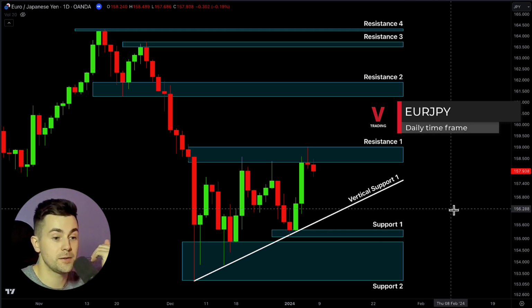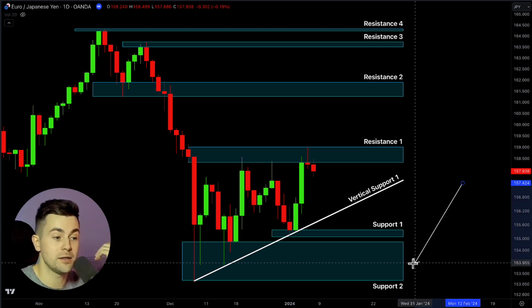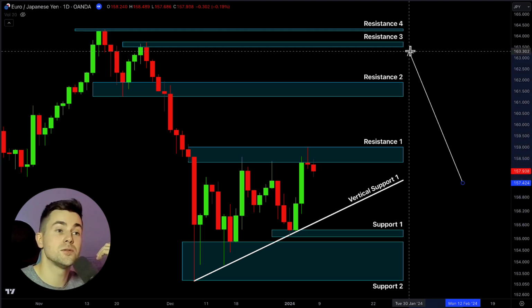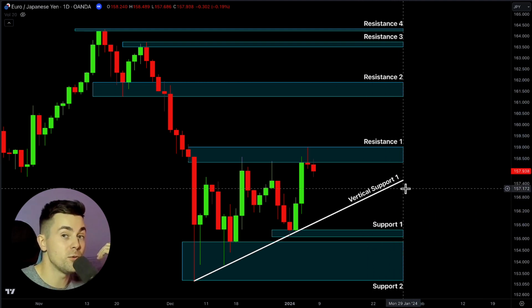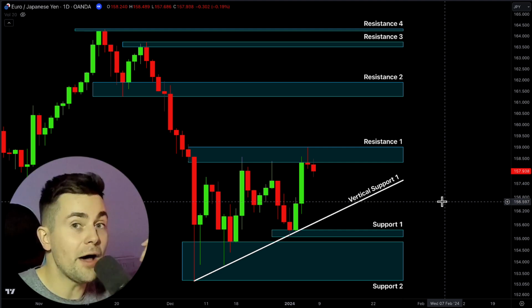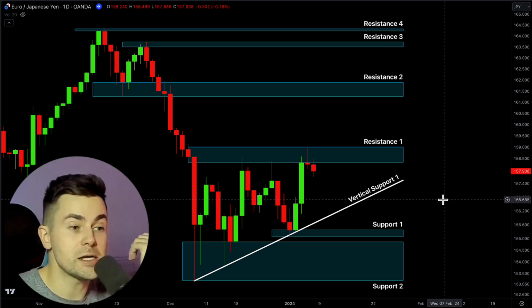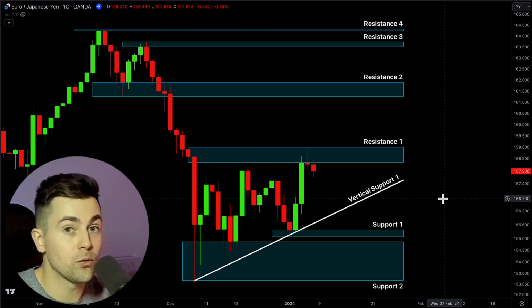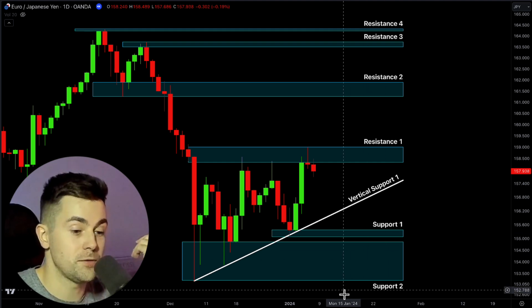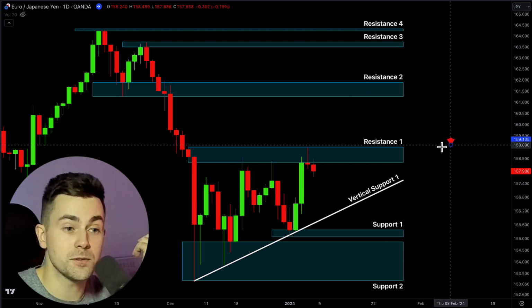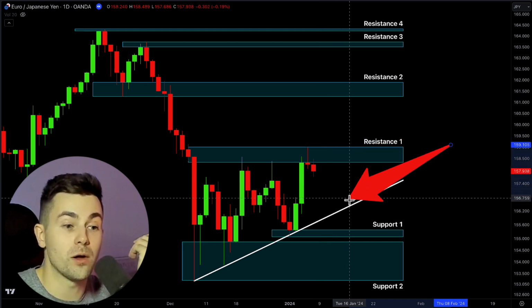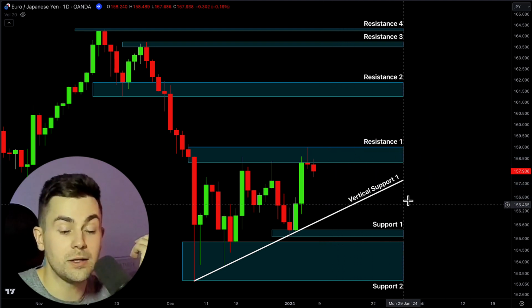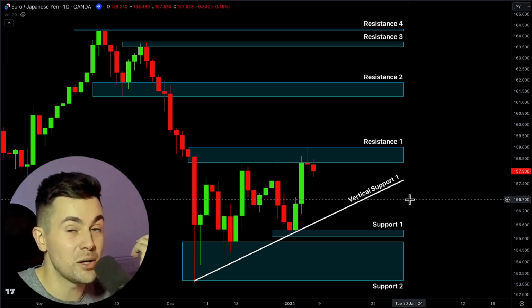You can see that here I have underlined key horizontal supports and resistances, and I also underlined the vertical support, the trend line. After you spot key structures, your task will be to wait for a breakout of one of those structures. If you're looking for a breakout of resistance, you will need a daily candle close above that, while if you're looking for a breakout of support, you will strictly need a daily candle close below that support.